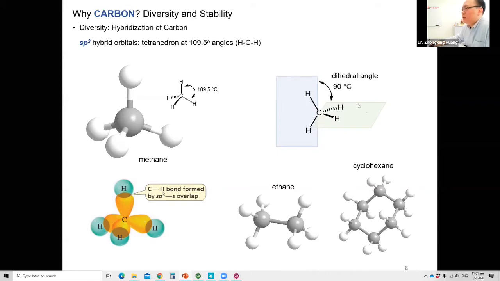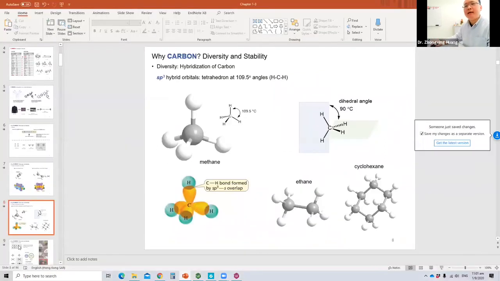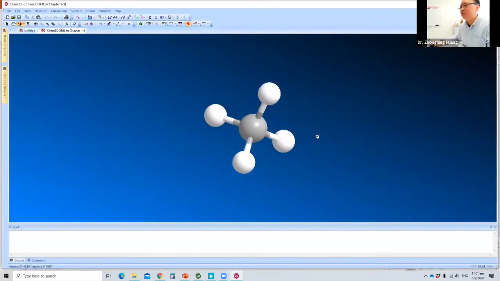So this plane can be rotated 90 degrees to another plane, okay? And this is the most abundant hybridization state of carbon. Based on this, if you put 2 carbons together, you now have ethane. If you put 6 carbons together, you can have cyclohexane. All of these we will learn later, okay? And just to make it complete, you can see the methane structure here.